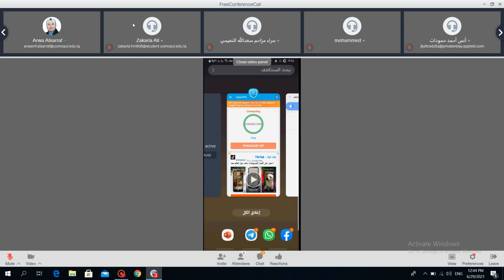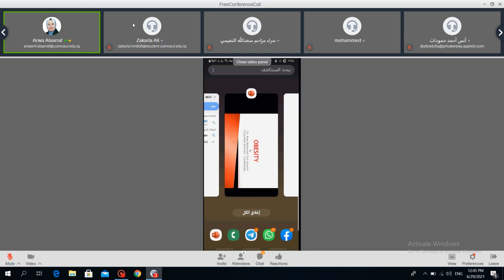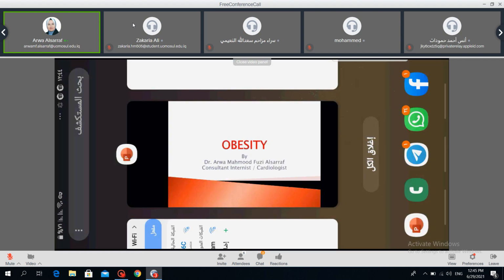To define obesity, it is a condition characterized by an excess of body fat with a body mass index of more than 30 kg per meter square of the surface area of the body. This results from an imbalance between the amount of energy consumed in the diet and the amount of energy expended through exercise and bodily functions.